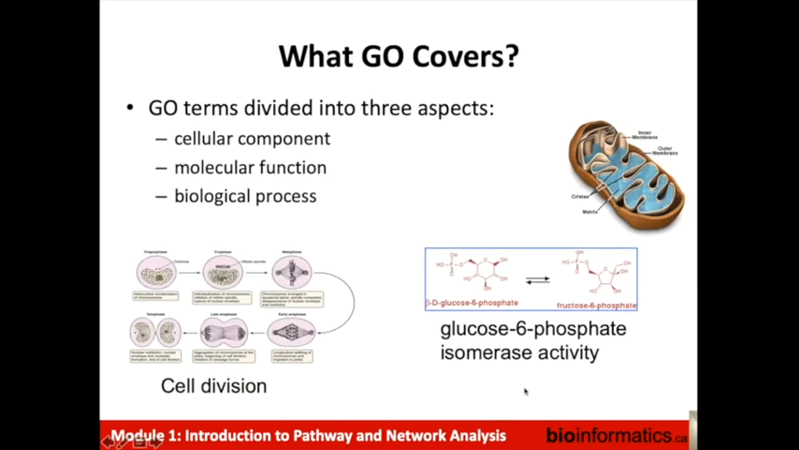So gene ontology covers three different aspects of gene function. The cellular component branch or aspect of the ontology covers where genes are located in the cell. The molecular function branch covers molecular functions like enzyme functions, and the biological process aspect covers pathways like cell division or more general processes.